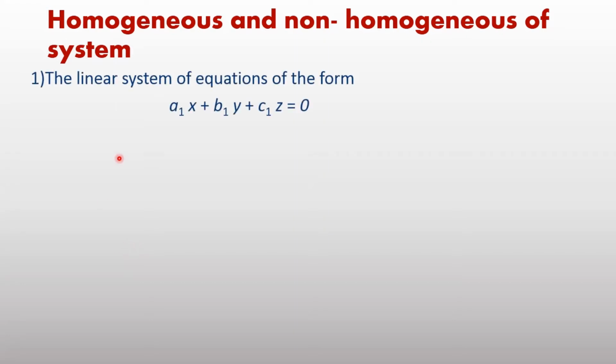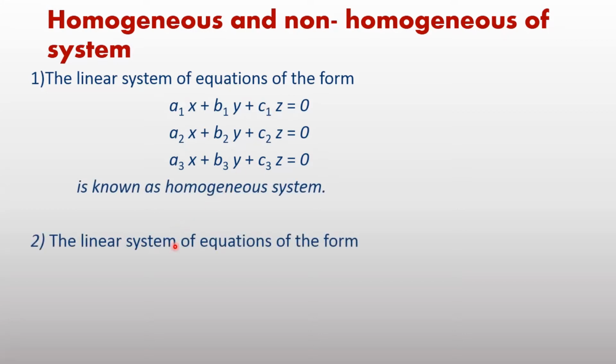Next, homogeneous and non-homogeneous equations. Linear equations of the form a1x plus b1y plus c1z equal to 0, a2x plus b2y plus c2z equal to 0, a3x plus b3y plus c3z equal to 0. It implies the constant term is 0. Only variables are present here. Then these equations are known as a homogeneous system of linear equations.